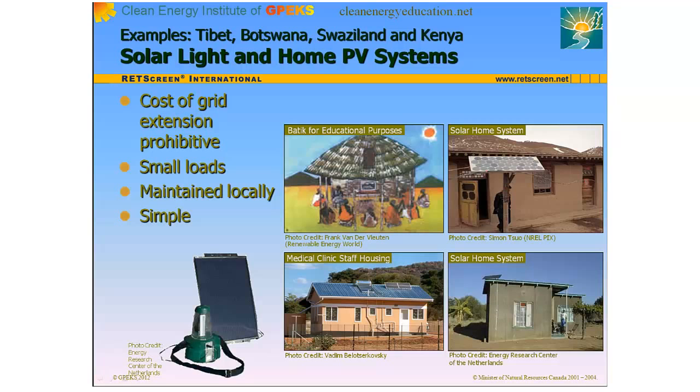To its right are two photos of solar home systems, the top one from Tibet and the bottom one from Swaziland. Note that they use only one module for each home. The fourth photograph shows housing for staff at a medical clinic in Botswana. With a solar water heater and a photovoltaic system providing electricity, the home has some of the conveniences of the city, making it easier to attract trained medical personnel to this rural area.